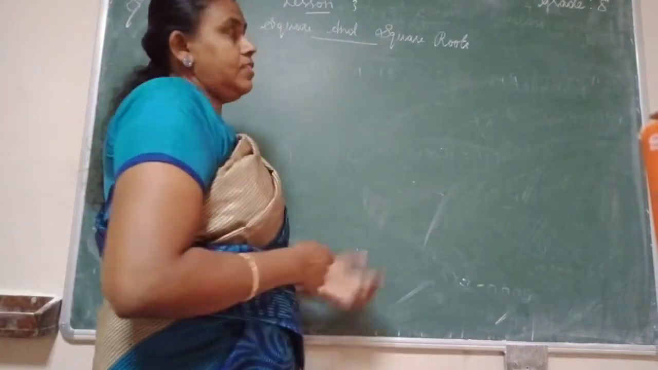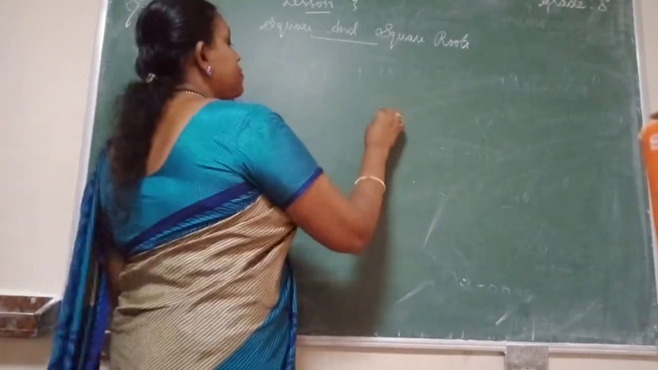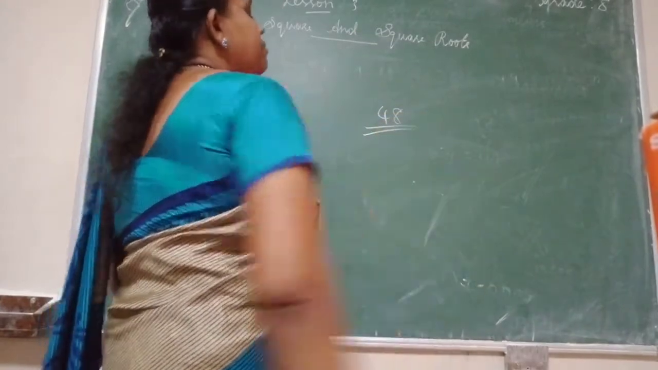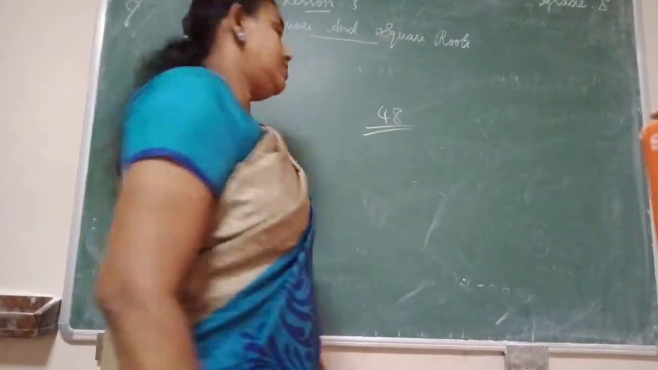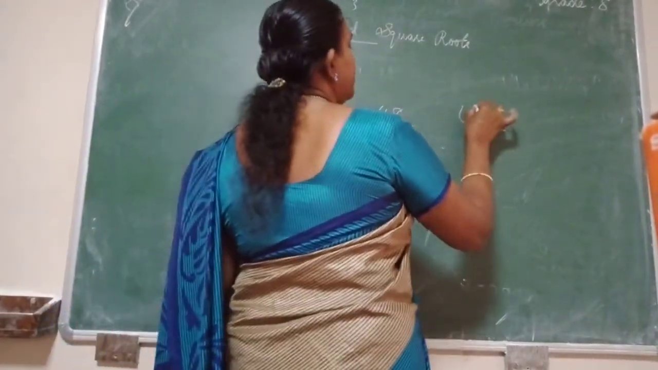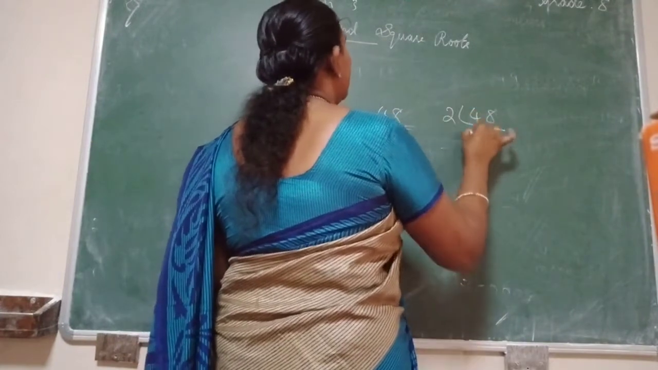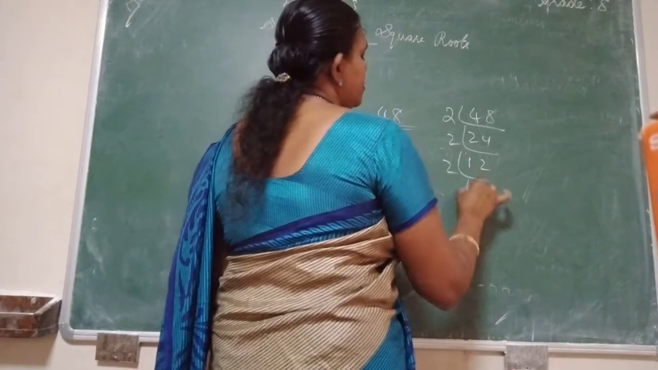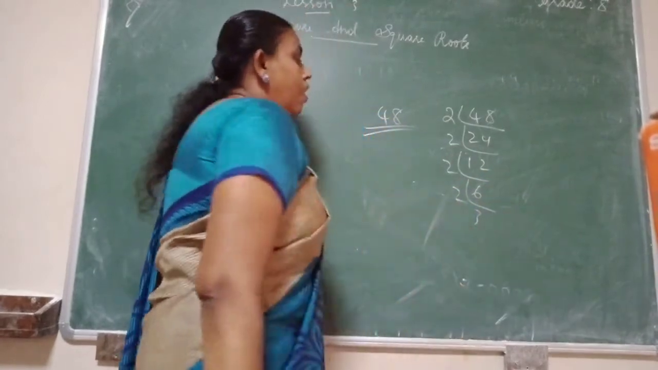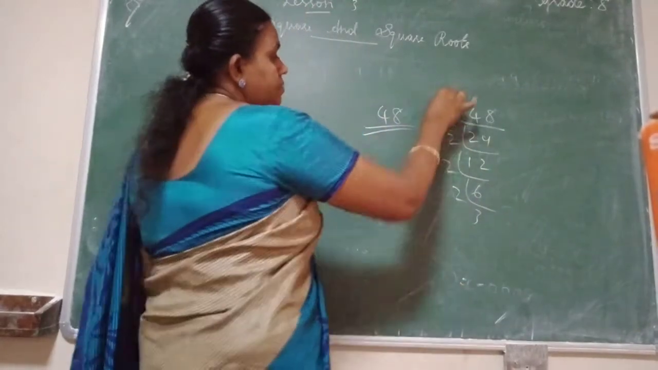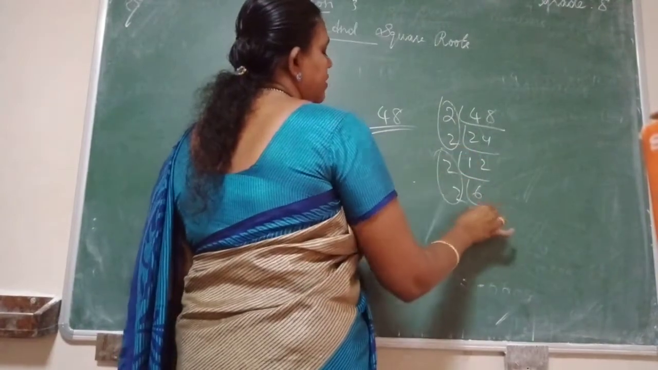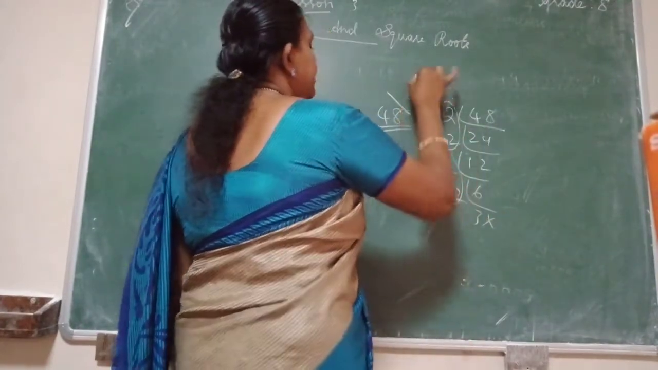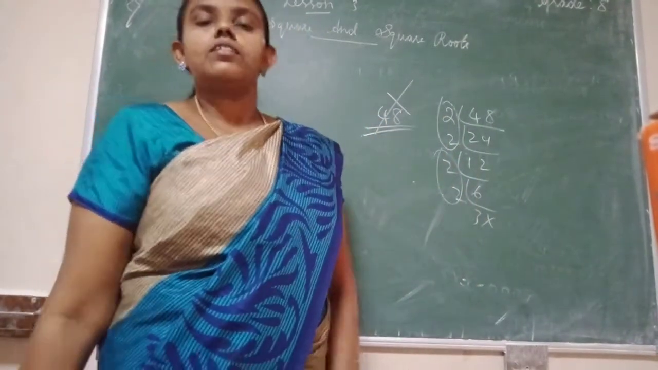How will you check? Sometimes you are given 48. How will you check whether this is a perfect square? What you have to do is the prime factorization method. 24, 2, 12, 2, 6, 2, 3. See this pair, this 3 is left over. So 48 is not a perfect square.